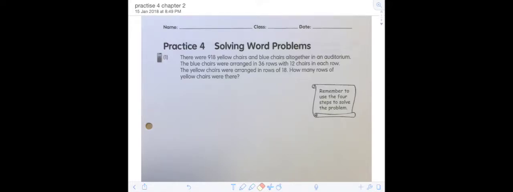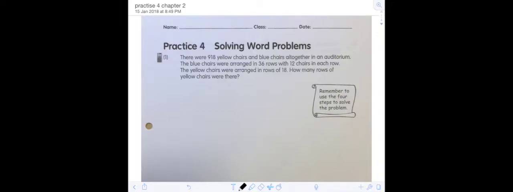Okay, this is practice 4, solving word problems of chapter 2. There were 918 yellow chairs and blue chairs altogether in the auditorium. The blue chairs were arranged in 36 rows with 12 chairs in each row. The yellow chairs were arranged in rows of 18. How many rows of yellow chairs were there?